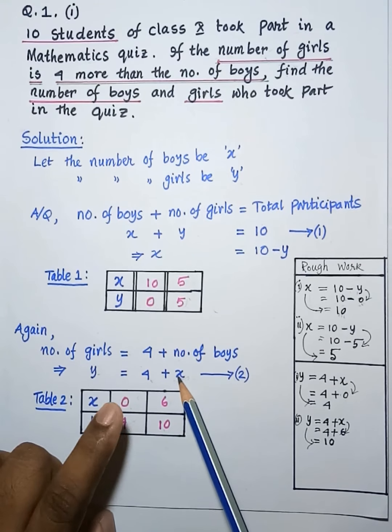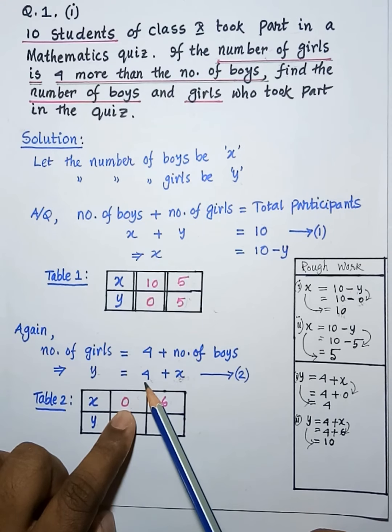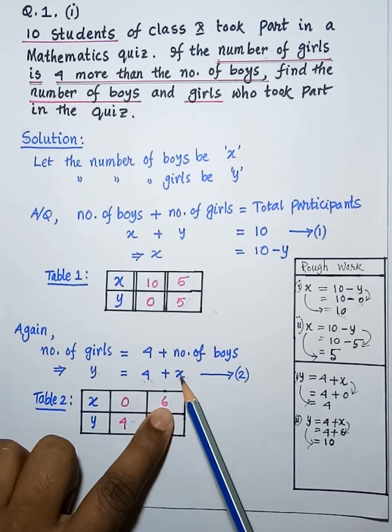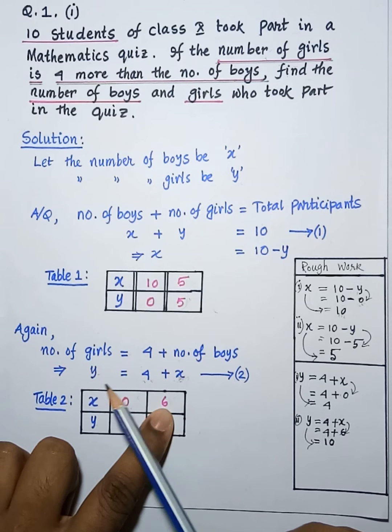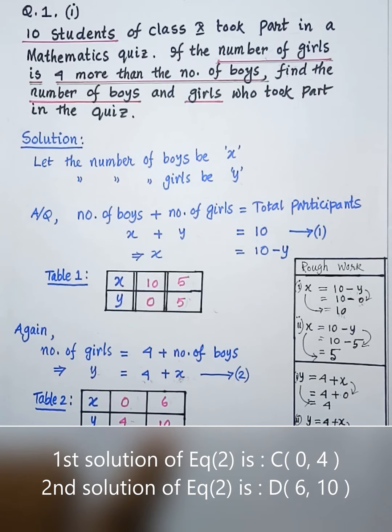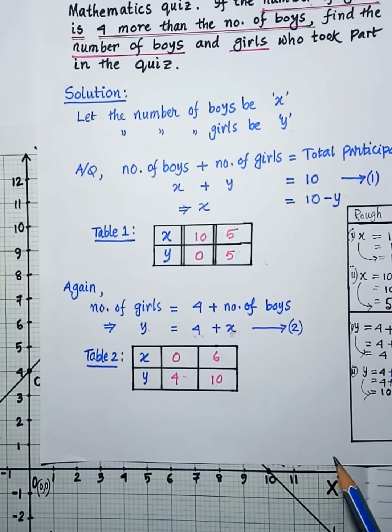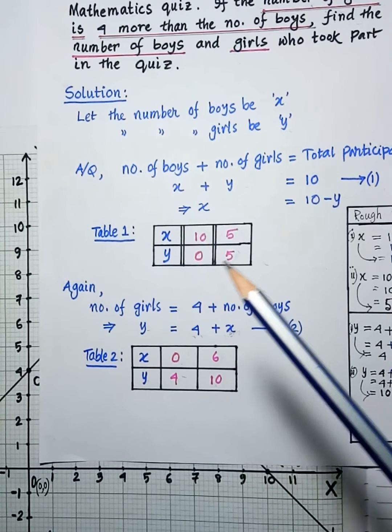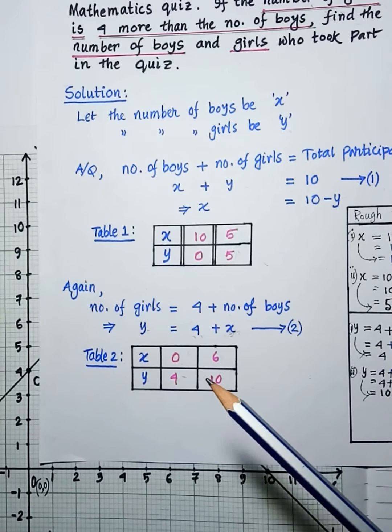If x is 0, then 0 plus 4 is 4 only, that is equal to y. If x is 6, then 6 plus 4, 10, that is equal to y. Draw x-axis and y-axis. Scale it and label it properly so that you can plot the 4 solutions.